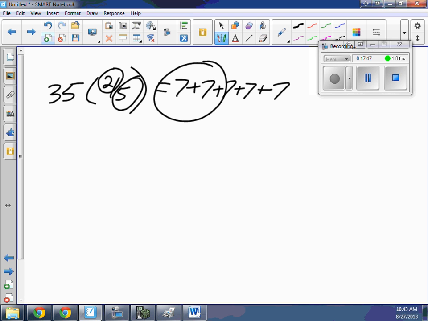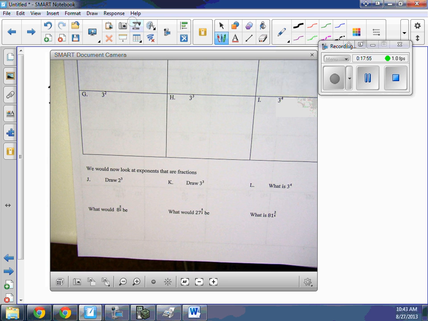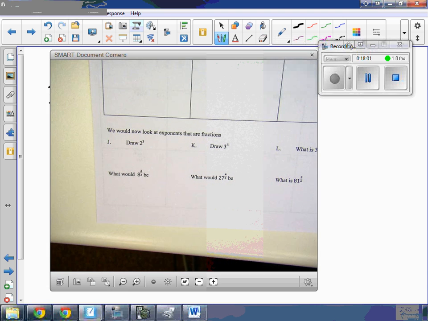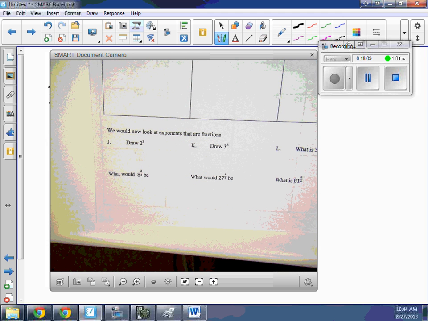Okay? So now let's look at the multiplication version. So now, go to letter J. We need to draw 2 to the third. So look at your picture for 2 to the third and draw in part J. Yep. Should be 8 dots.